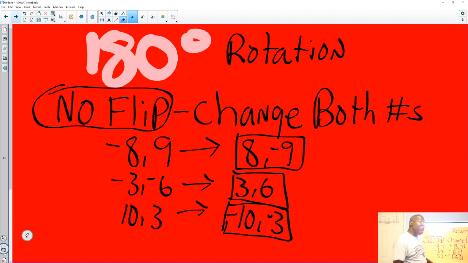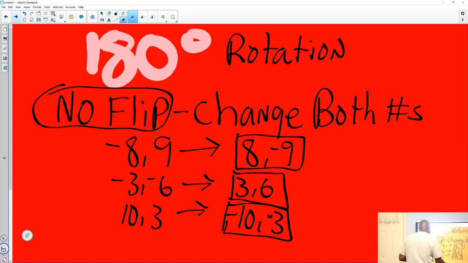Don't flip it. If you flip on 180, you're going to get the problem wrong. It's just that simple. You see right here? Negative 6 and negative 3 becomes 3 and 6. I didn't flip it. All I did was change. I got the opposite of both numbers. Y'all see that 10 and 3? I didn't flip it. I changed it to negative 10, negative 3. There's no flip, but you change both numbers on 180 degrees.